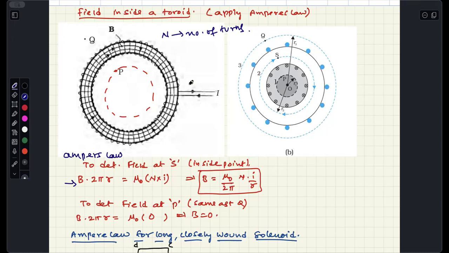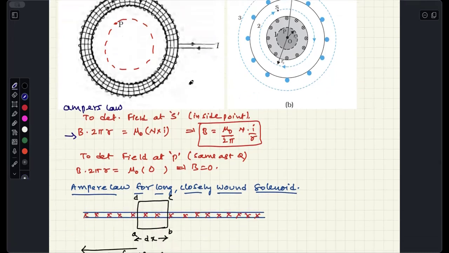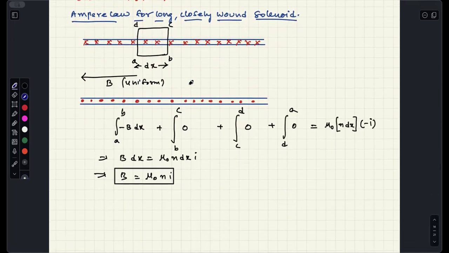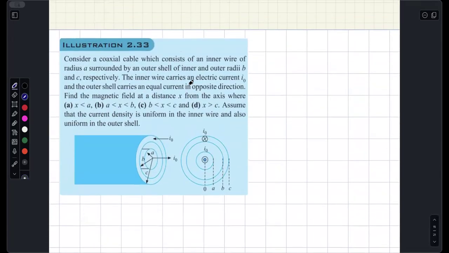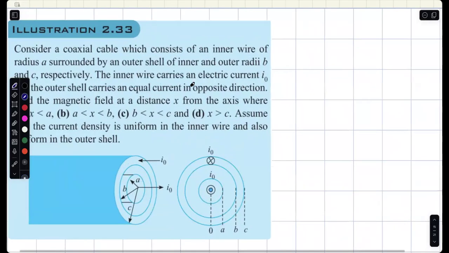Any doubt? Only the formulas are required. That's all. Nothing else. This one I have just taught you. Now our problems will start.